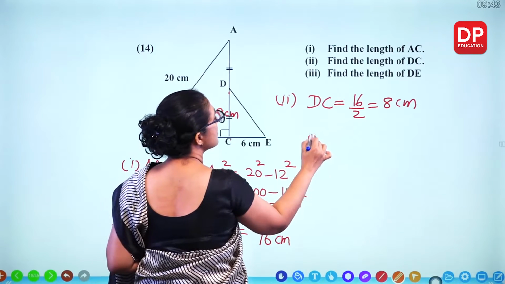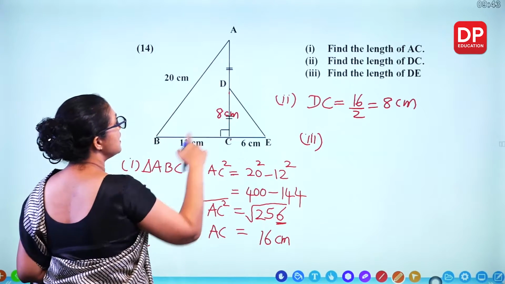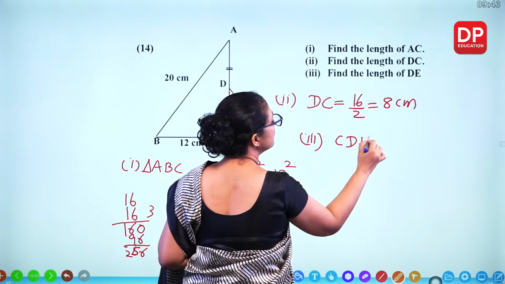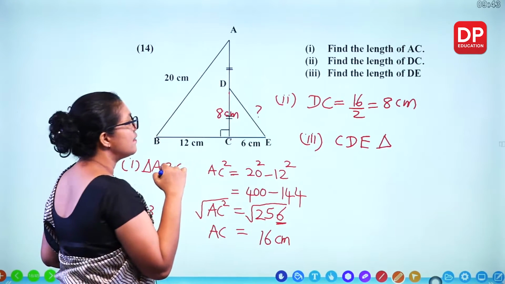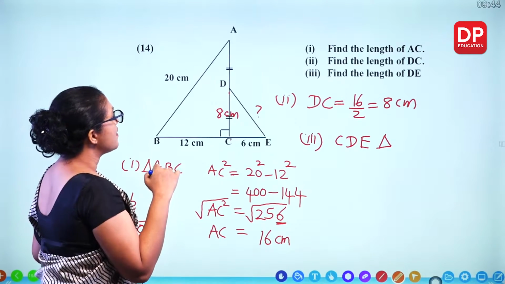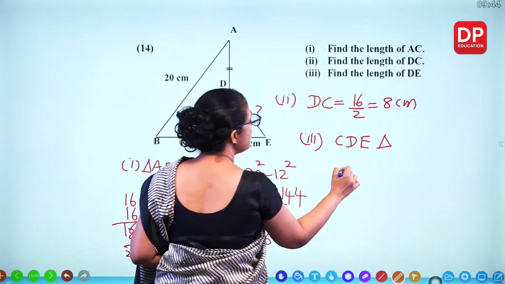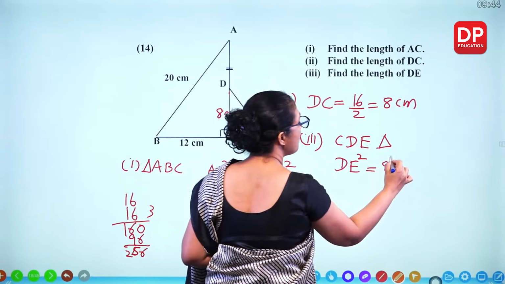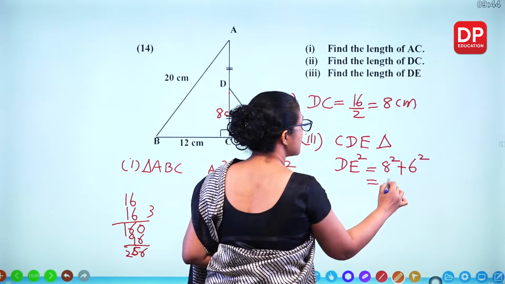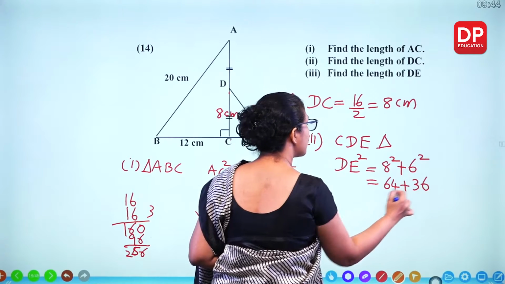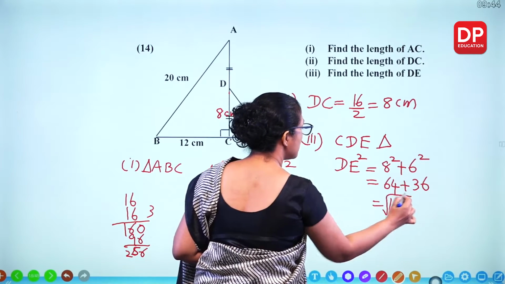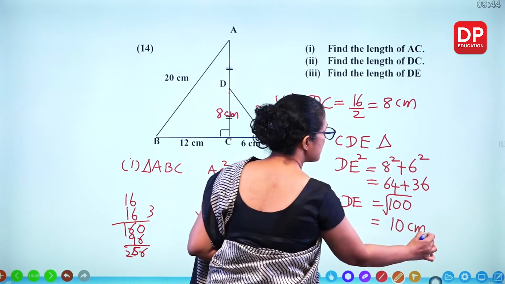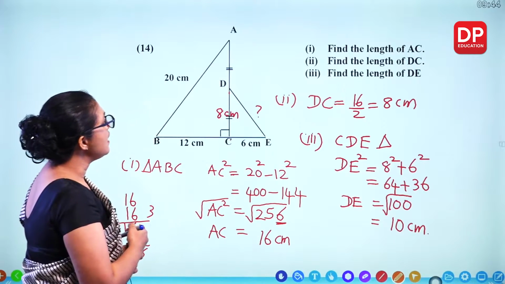Now the third part. It says find the length of DE, this side. So you can take the CDE triangle. In that triangle, apply the Pythagoras theorem. DE squared is equal to, that's the hypotenuse, 8 squared plus 6 squared. 64 and 36 gives you 100. When you take the square root of 100, you get 10 centimeters for DE.